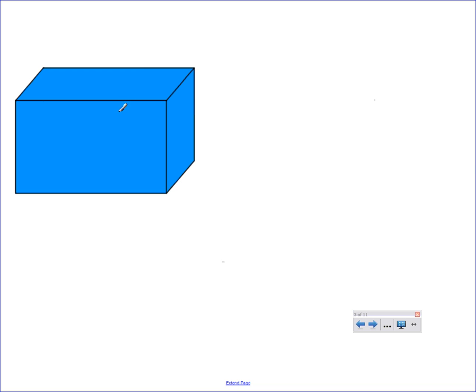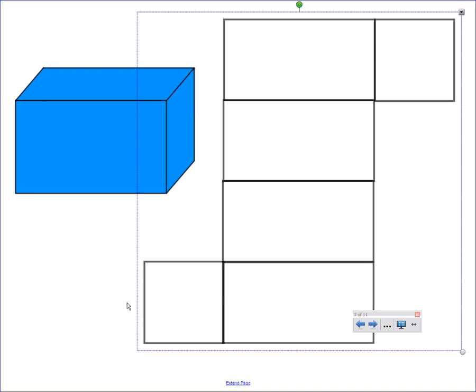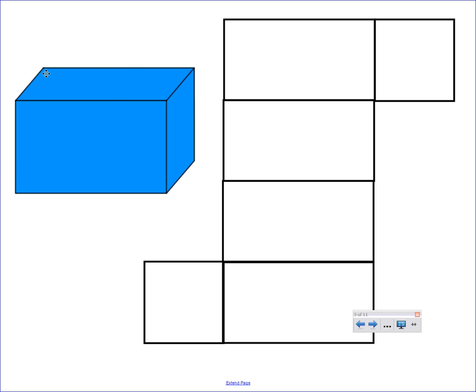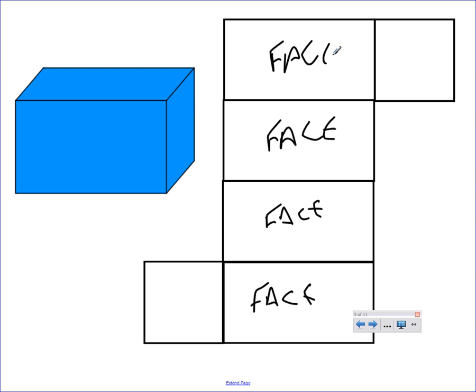So this is my little prism here, and if I touch right over here, you see the prism unfolded. Basically I've taken this blue box and unfolded it, and I've got all these pieces. If I wanted to find the surface area of the box, I would just need to find the area of all of these pieces. We call these faces. This is a face, that's a face, that's a face, and that's a face. And we call these other two pieces the bases.